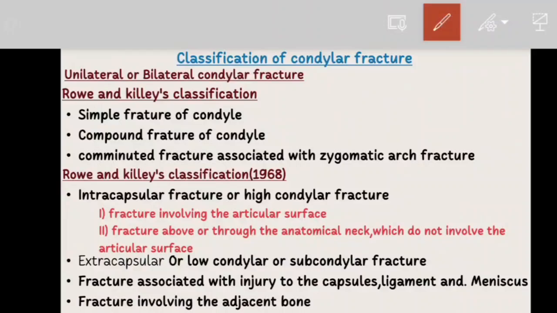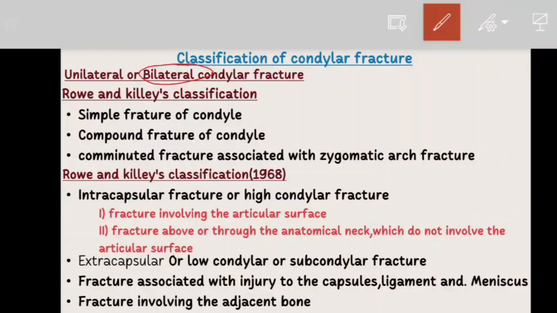So now we will study the classification of condylar fracture. First one is unilateral or bilateral condylar fracture. Here unilateral fracture is only one side condyle fractured, okay, and bilateral is both side condyles fractured.